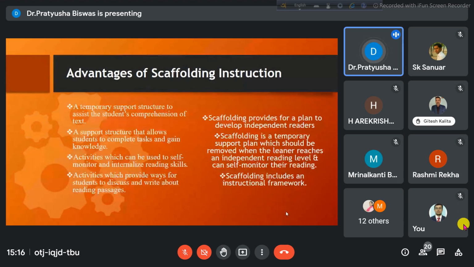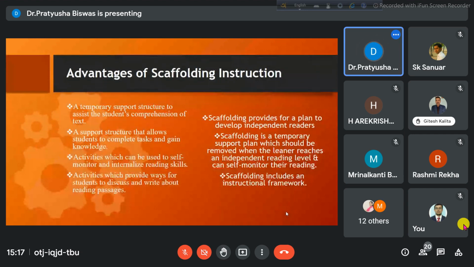Now, the first point that one needs to remember is a temporary support structure to assist the student's comprehension of the text. As teachers, when we do the scaffolding instruction, we must always have some hands-on material with us to support and assist the students' levels.